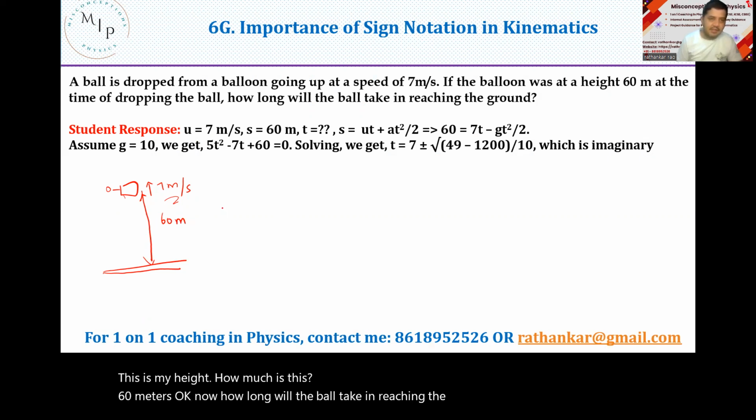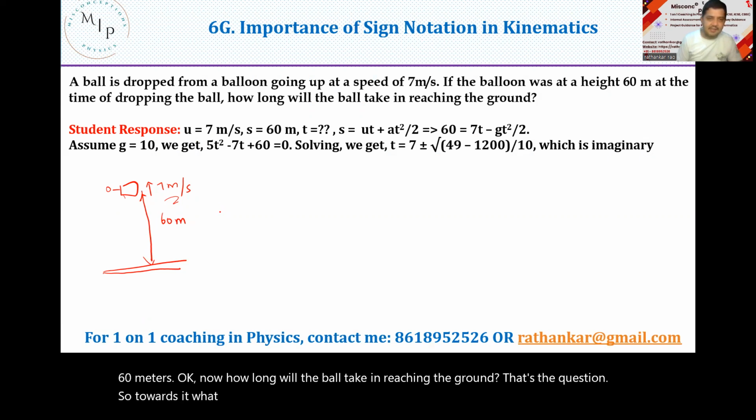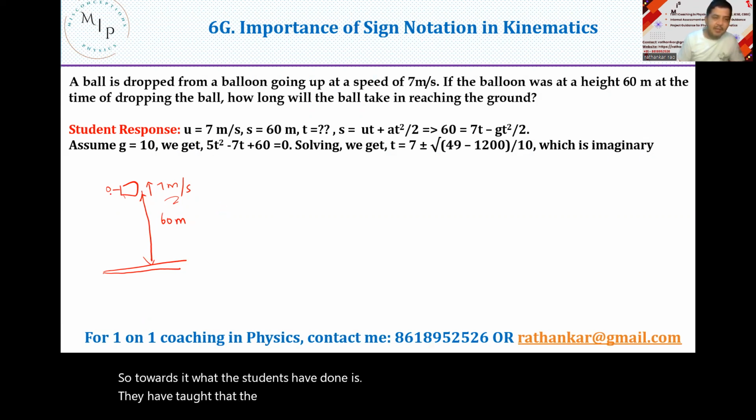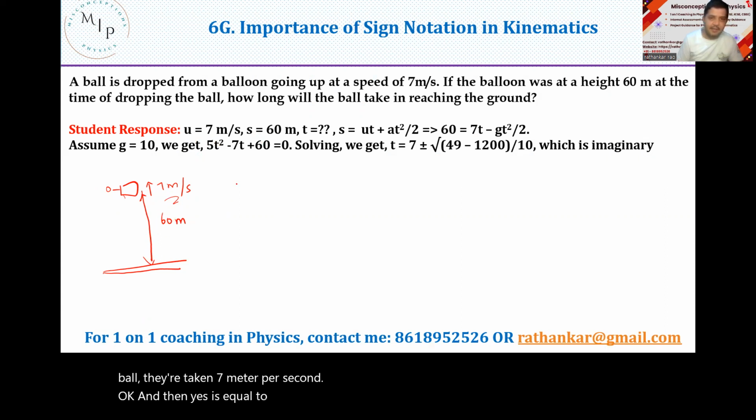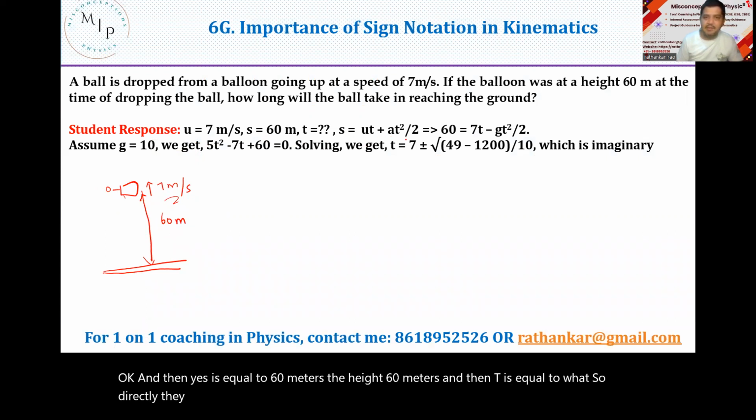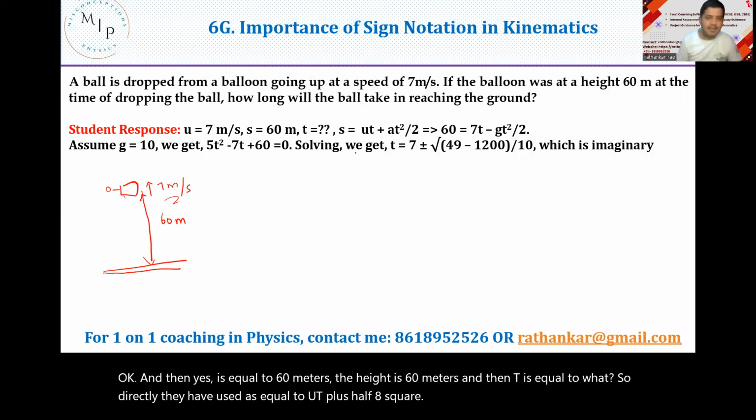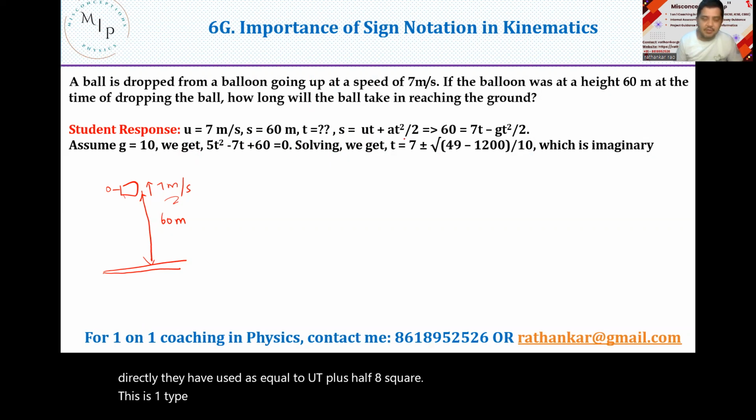That's the question. So towards it, what the student has done is, they have thought that anyway the ball is being dropped over here, so the initial velocity of the ball they have taken is 7 meters per second. And then S is equal to 60 meters, the height, and then t is equal to what? So directly they have used S equal to ut plus half at squared. This is one type of solution that I have got.